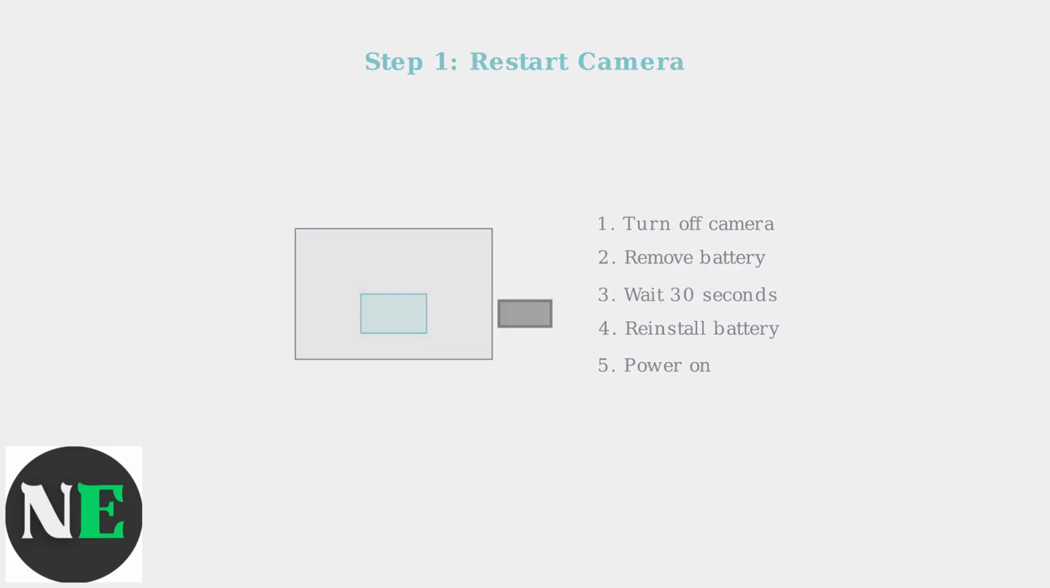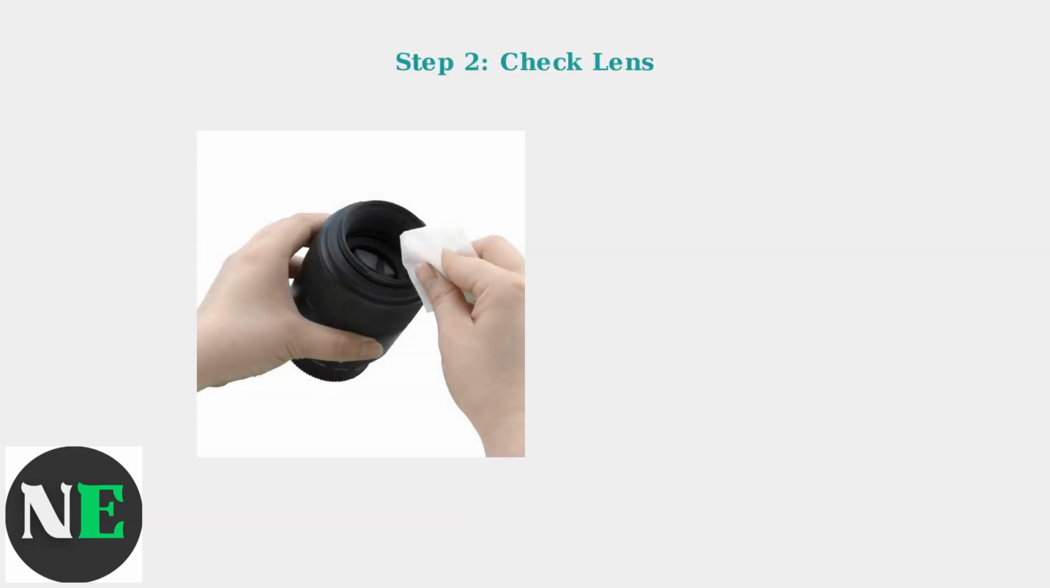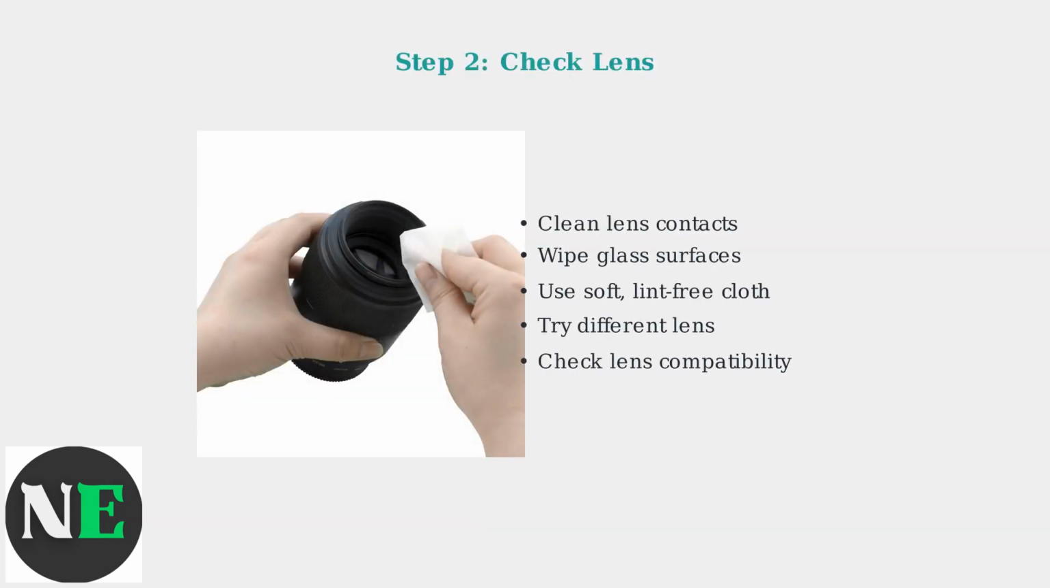Turn off the camera, remove the battery for about 30 seconds, then reinstall it and power on. Next, inspect your lens. Clean the lens contacts and glass surfaces with a soft cloth, or try mounting a different lens to isolate the problem.